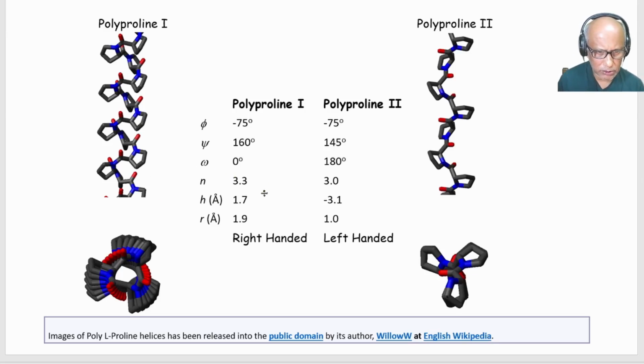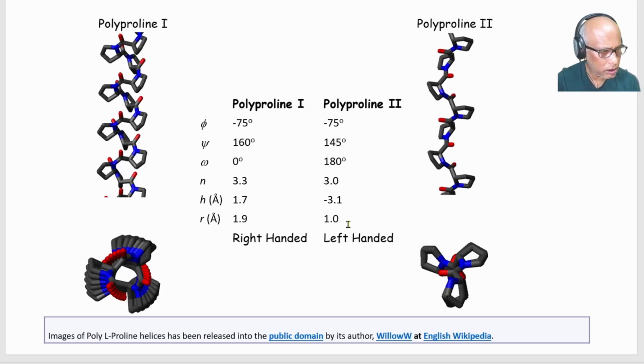You will also see the polyproline 1 is a little bit fat helix, radius of around 1.9 angstrom, n is around 3.3, h is 1.7, while the polyproline 2 is much more extended in a left-handed conformation, n is around 3 and h is minus 3.1 because it's left-handed, and r is now less. Instead of 1.9, it has come down to 1 angstrom.